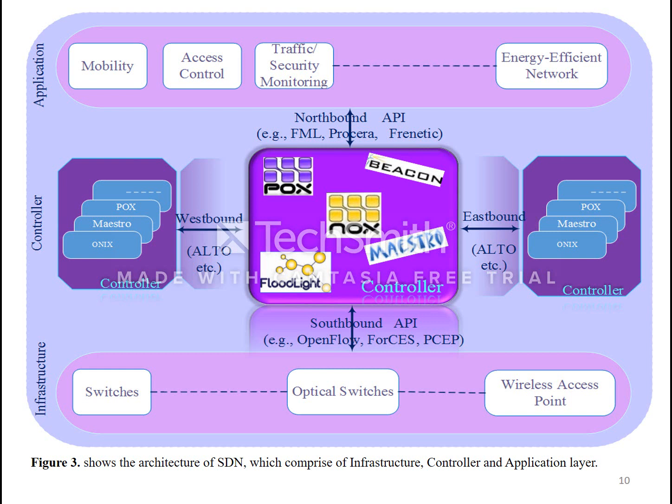Here we are able to see the controller's westbound, and here is eastbound. Both have NOX and POX, and there are also others. But the most popular is here. I have mentioned only POX, but NOX is also very important. And here is the northbound, so north, west, east. The northbound is very important because, as I already told, there is an API.